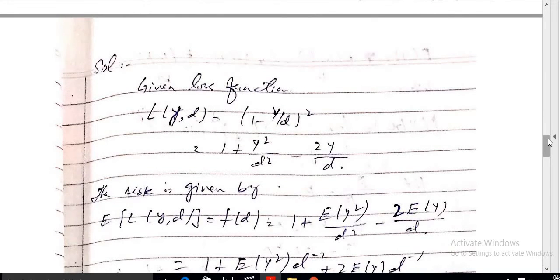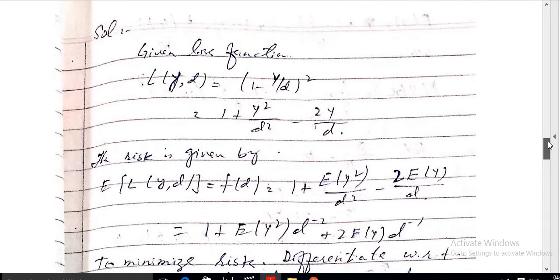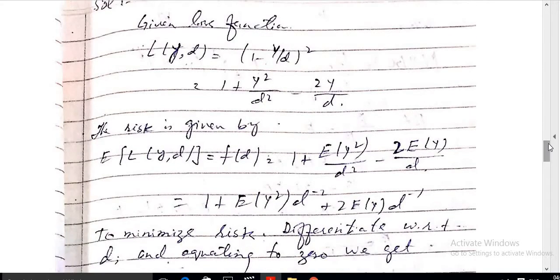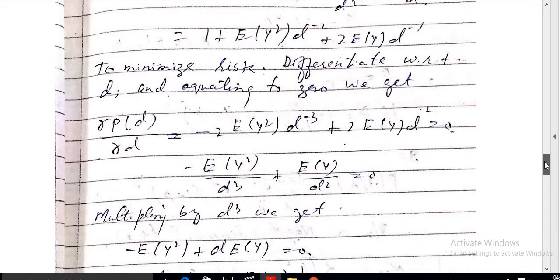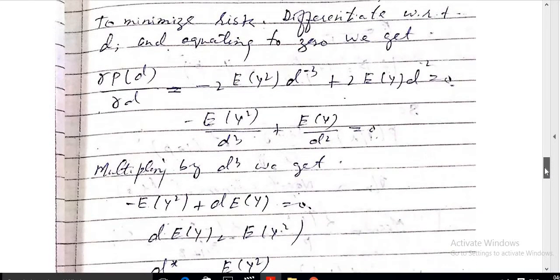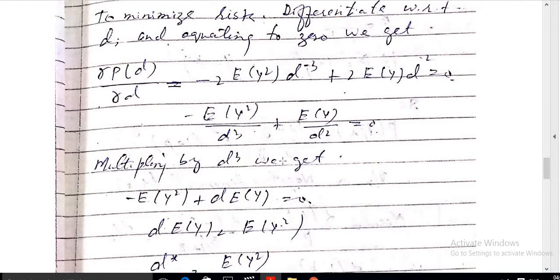See the solution. Given the loss function L(y, d) is equal to 1 minus y over d, whole square. Open the square of this expression. The risk is given as expected value of L(y, d) is equal to 1 plus expected value of y square divided by d square, minus 2 expected value of y over d. d is a constant and y is a random variable, so the expectation will be taken on y. Now, to minimize the risk, differentiate with respect to d and equate to 0. Here I have differentiated the above expression and equated it to 0, where d square and d cube are constants. After multiplying both sides by d square, I have the expression given here.